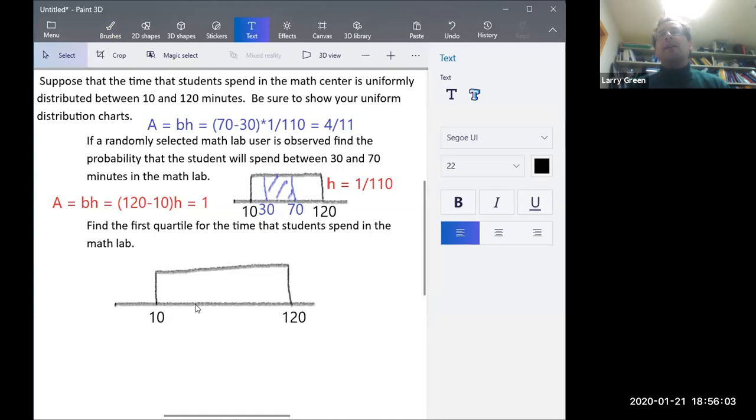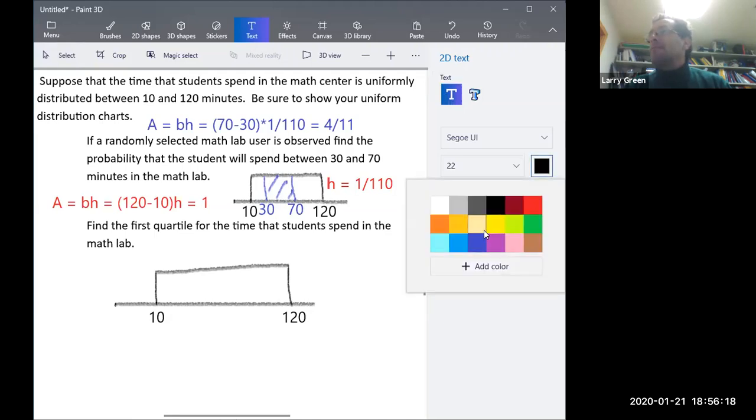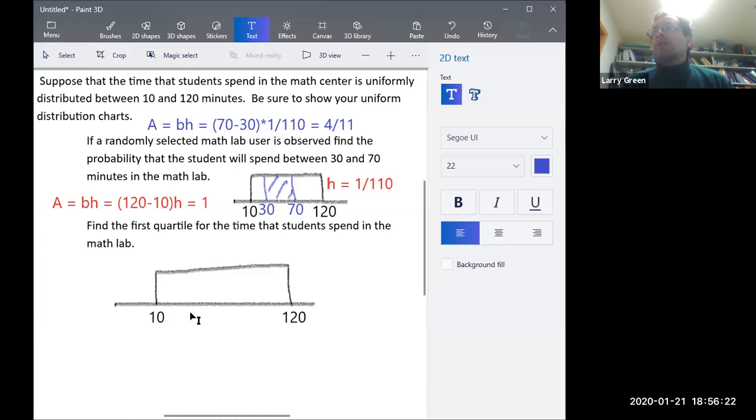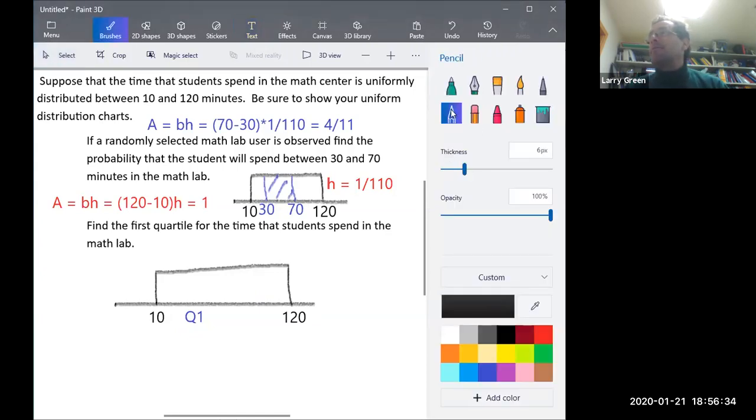Notice that 25% is not an x-axis value. It's an area because that's the probability. This is going backwards. So what I'm going to do now is I'm going to draw the picture. And we don't know this value somewhere around here. So let's call it Q1. Sound good? For first quartile. Then I'm going to draw the picture of the rectangle. And I know that from Q1 to 10, like that, has area 0.25. Any questions on that?